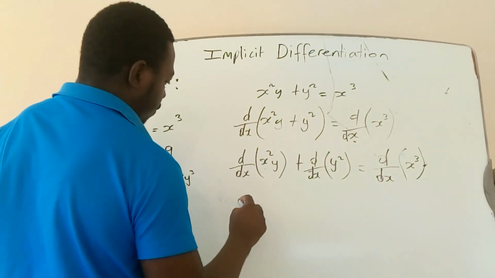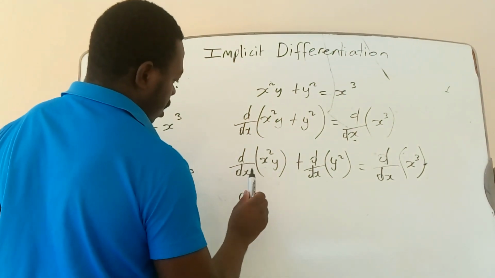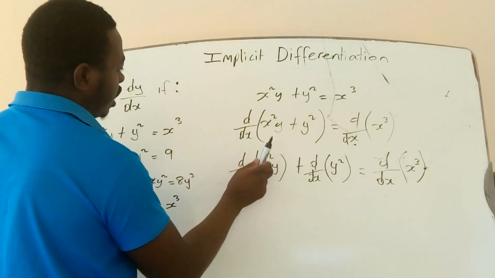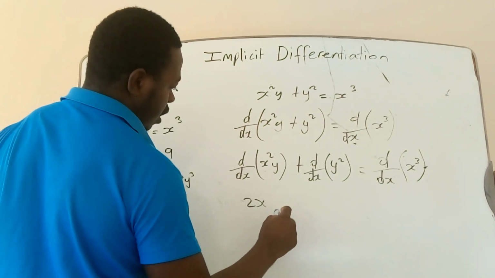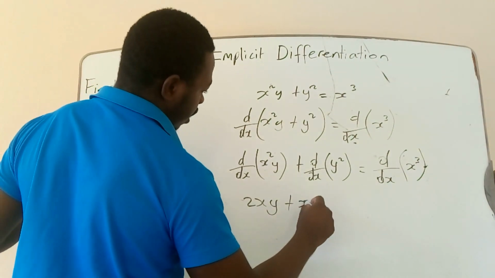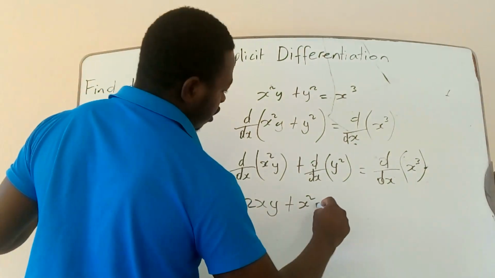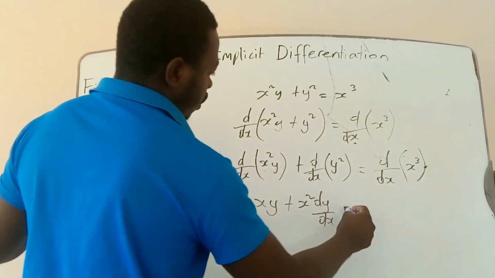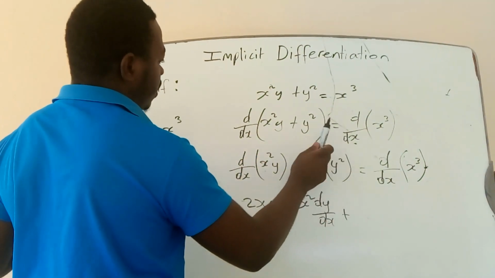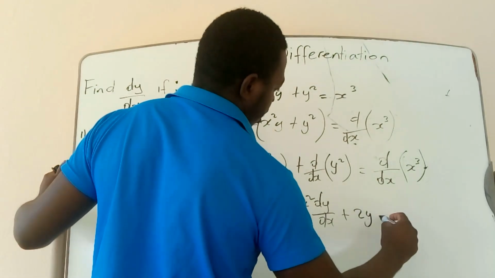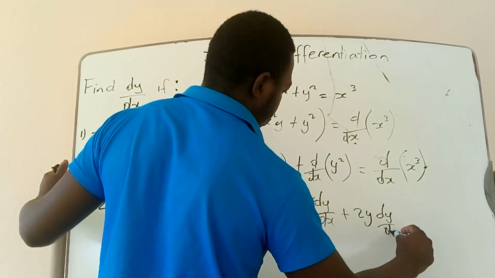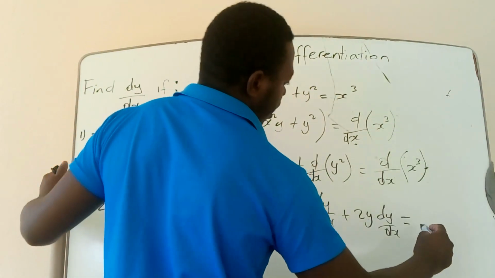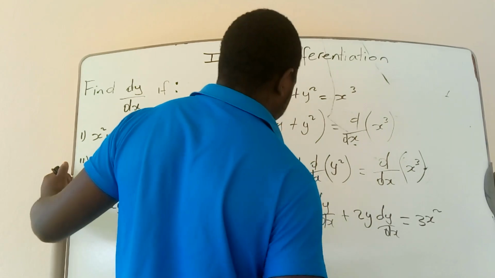If we use the product rule to differentiate this term, if we differentiate x squared, that gives us 2x y plus, keep the x squared, differentiate y, we get dy by dx. Now plus differentiate y squared, that gives you 2y dy by dx equal to differentiate x cubed, that gives you 3x squared.